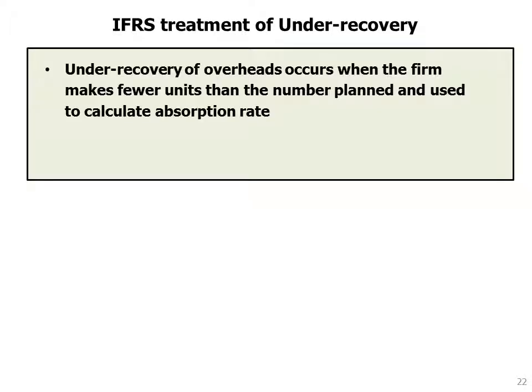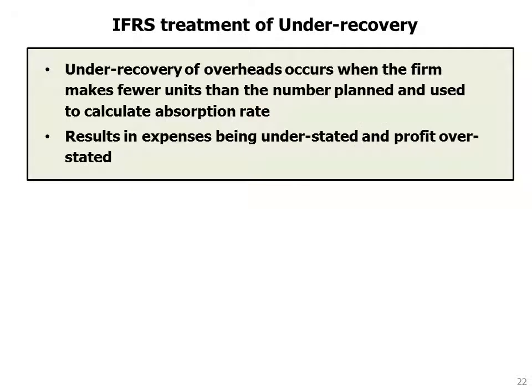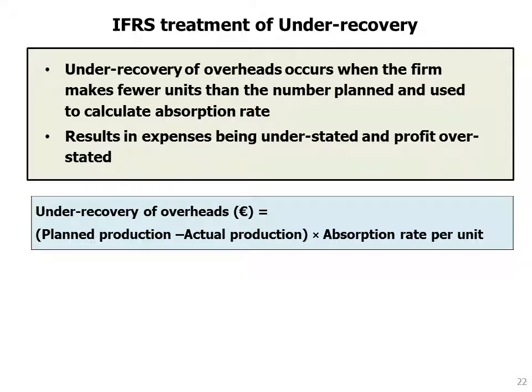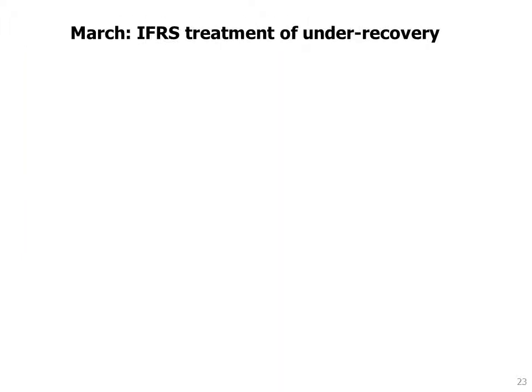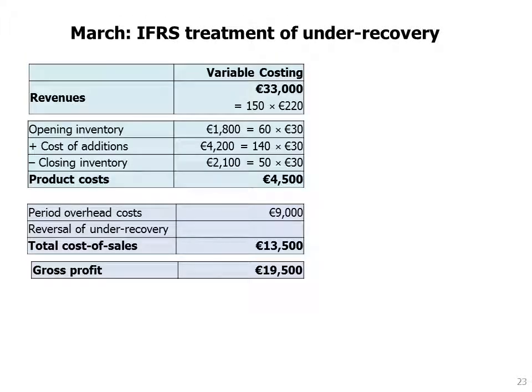So just a reminder, under-recovery of overheads occurs when the firm makes fewer units than the number planned and used to calculate the absorption rate. And it results in expenses being understated and profit overstated. And we can calculate under-recovery of overheads as planned production in units minus actual production in units times the absorption rate per unit. And the IFRS treatment, to be consistent, is to reverse the under-recovery in the period in which the under-recovery takes place. So we'll go through March with the reversal of this under-recovery.